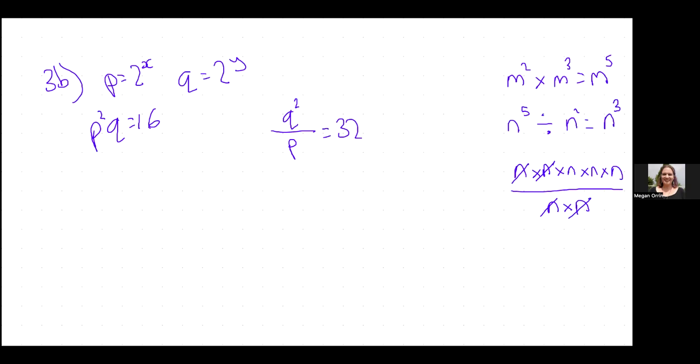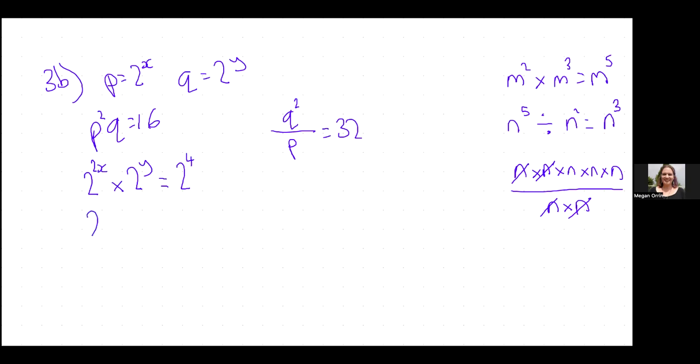So what I'm going to do is rewrite some of this stuff. So p squared, this is the same idea that we said before, is that this is actually 2 to the power of 2x. 2 to the power of x is p, but there's 2 of them, so I'm squaring this. And then I'm multiplying that by q, which is 2 to the power of y, and that equals 16. But what I'm actually going to do is rewrite 16 as a power of 2 as well. 2 to the power of 4 is 16. So now I have an equation where all the bases are 2.